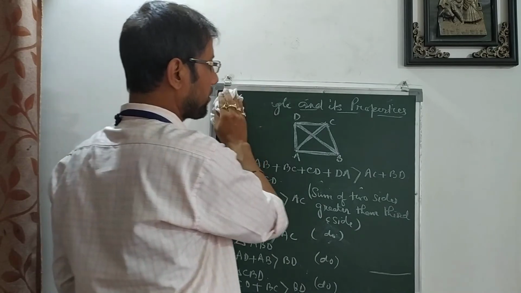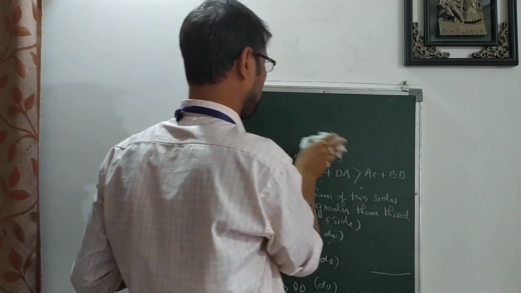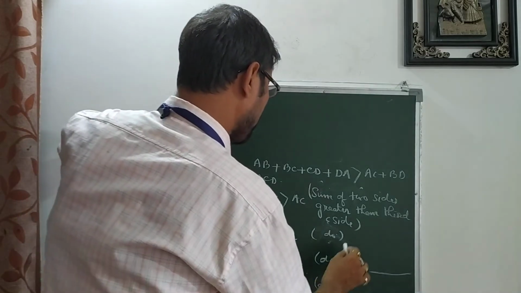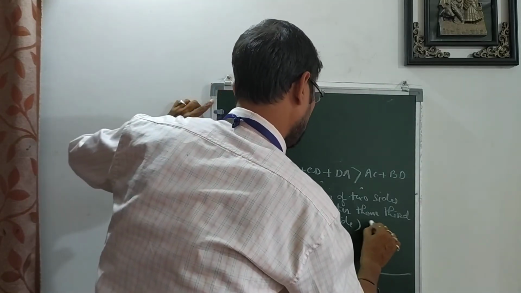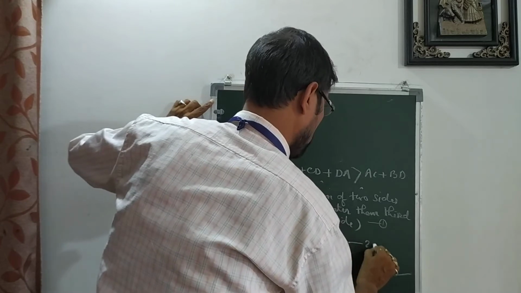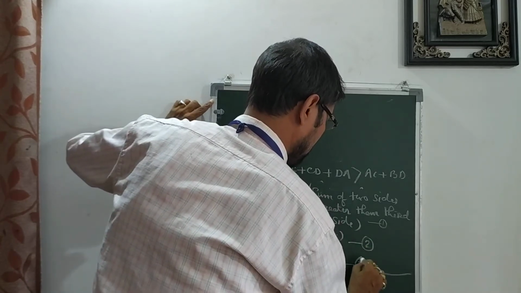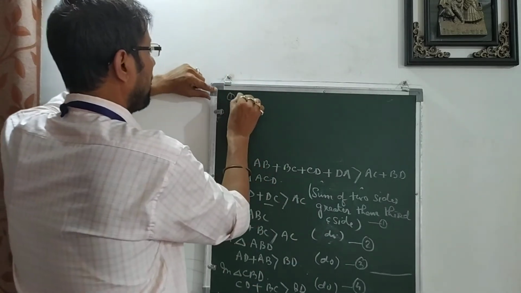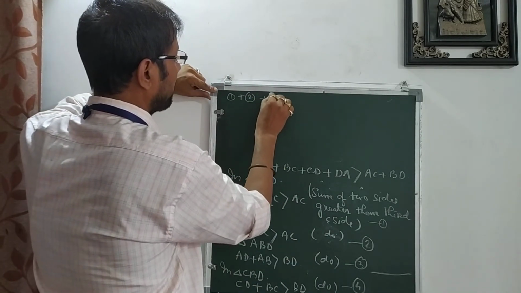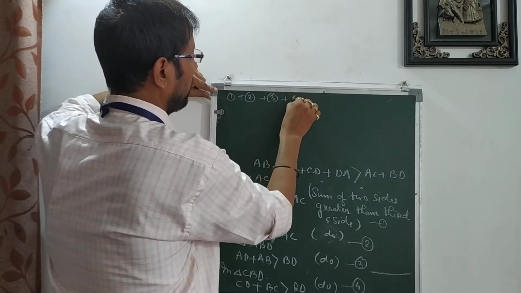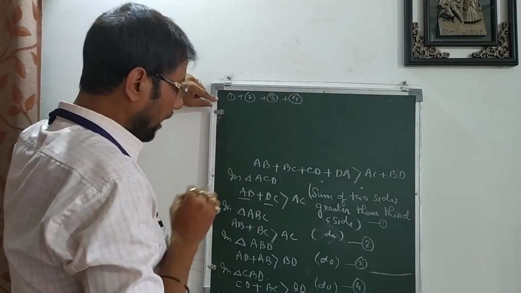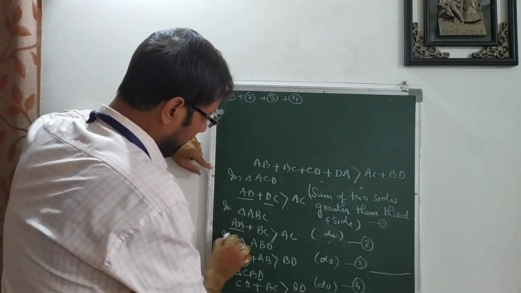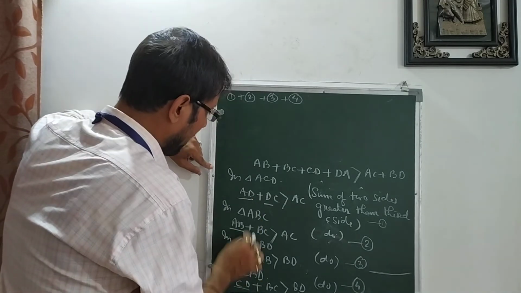Now students, let me rub this diagram. Let us go to the proof. So now I will add these all. This is 1, this is 2, this is 3, this is 4. So now I'll add these all. 1 plus 2 plus 3 plus 4. Now students, if I add these all, that is AD plus AB plus AD plus CD.